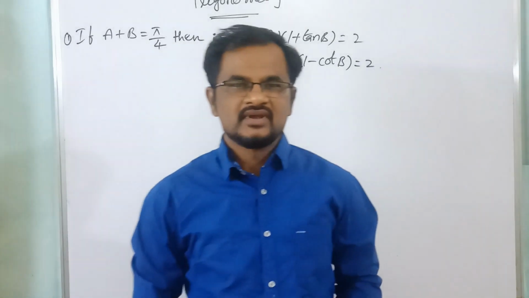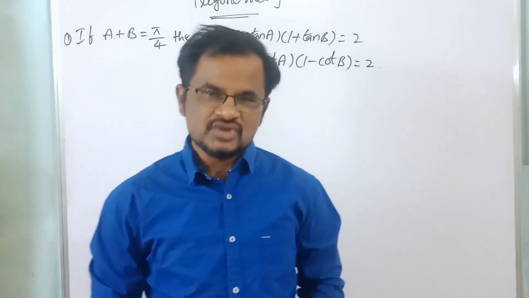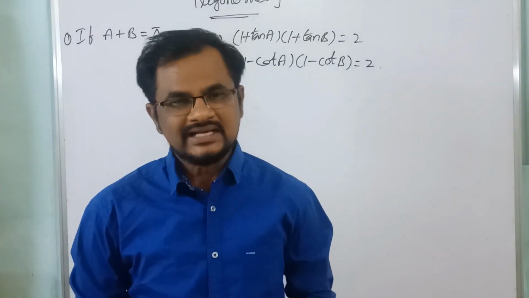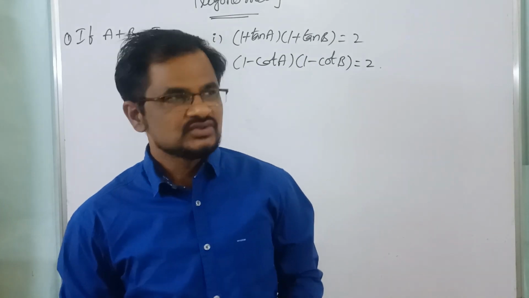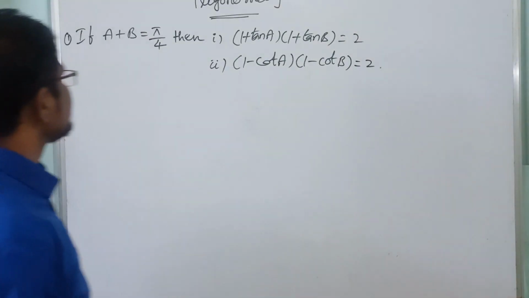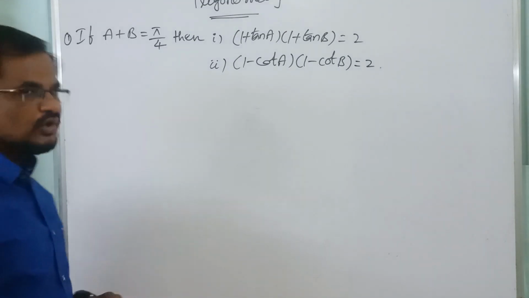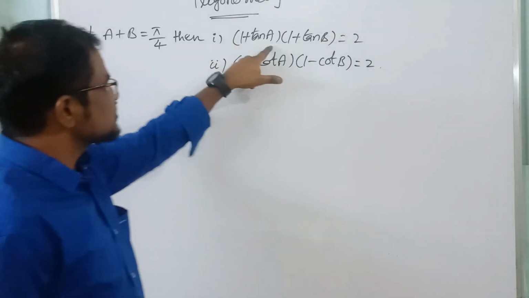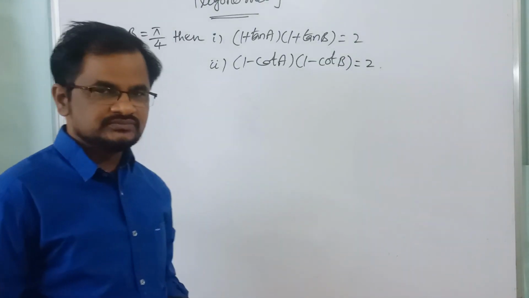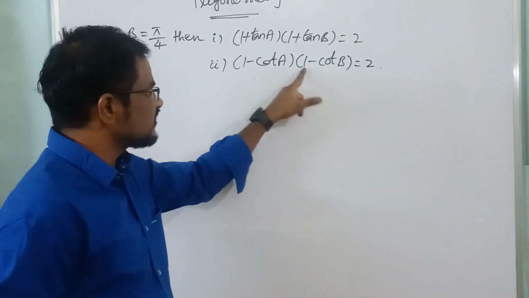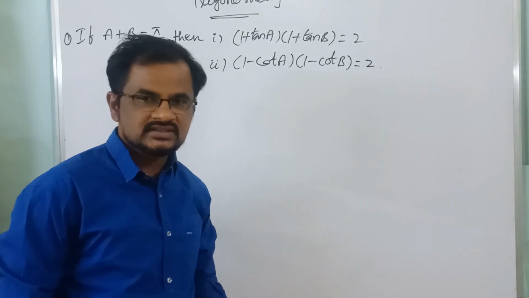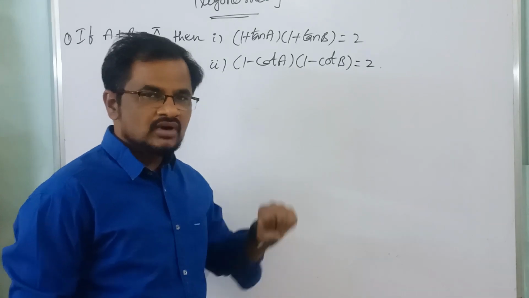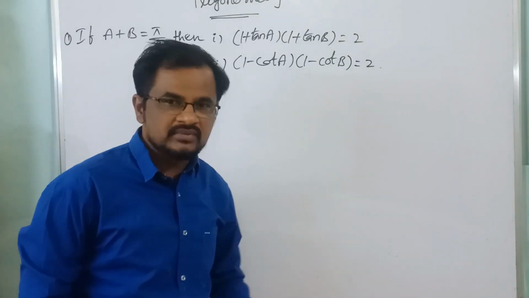In this video, we will learn some tricks to solve the problems on compound angles, which is part of trigonometry. Once you see the first one, if a plus b equals pi by 4, then we have to prove 1 plus tan a, 1 plus tan b equals 2. And the second one is 1 minus cot a, 1 minus cot b equals 2. First we have to prove this one. By using these conditions, how to apply them on problems, we will see next.